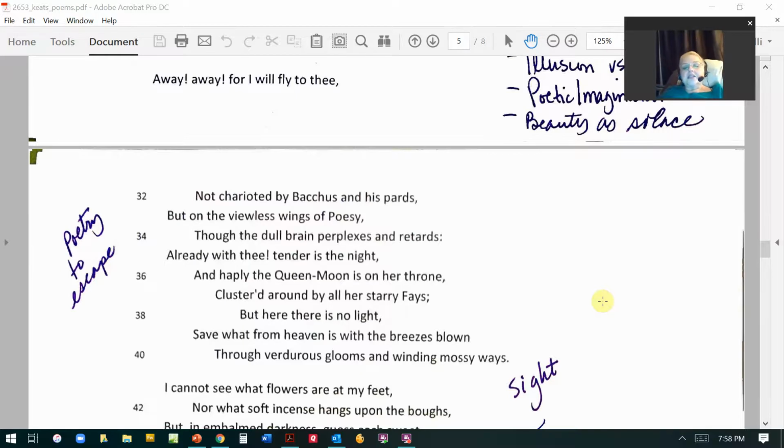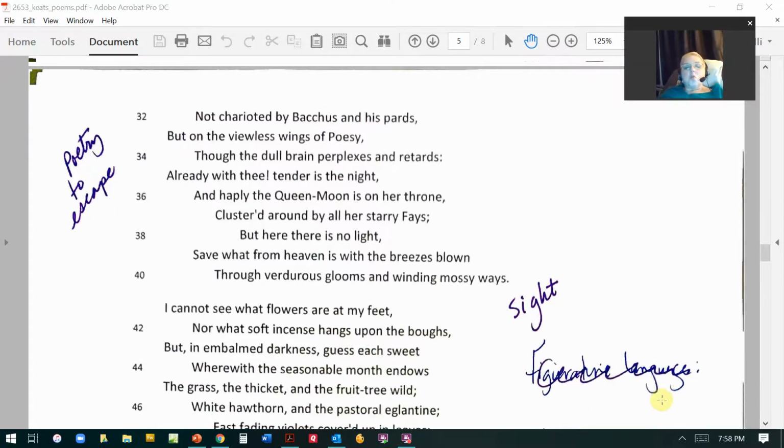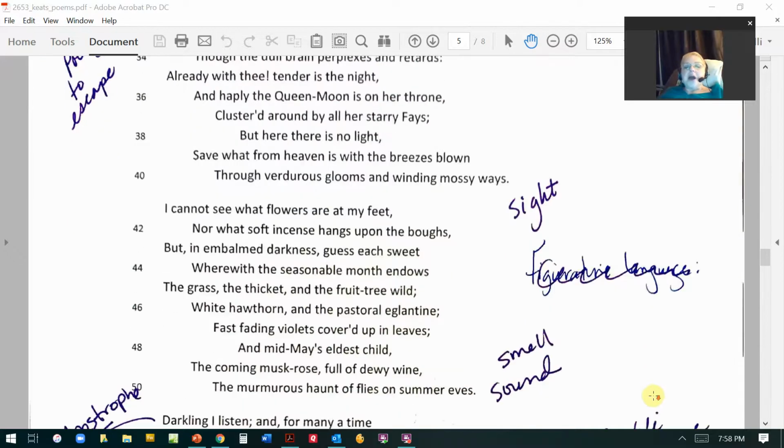He says, I cannot see what flowers are at my feet, nor what soft incense hangs upon the boughs, but, in embalmed darkness, guess each sweet wherewith the seasonable month endows the grass, the thicket, and the fruit-tree wild.